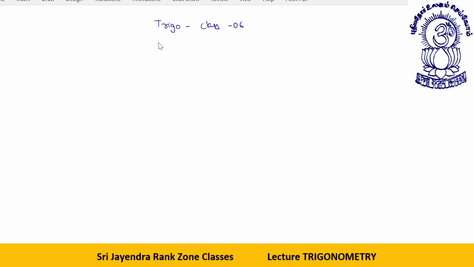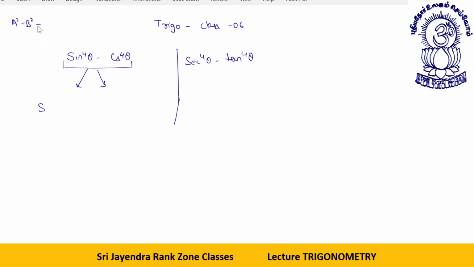The first thing I will be starting today will be questions of the form sine 4 theta minus cos 4 theta, or sec 4 theta minus tan 4 theta. And one last thing will be there with this. How will we be dealing with these sorts of questions? When you have sine 4 theta minus cos 4 theta, it will eventually be reduced to a square minus b square. This will become a minus b. Let me write a square minus b square. This will be a minus b, a plus b.